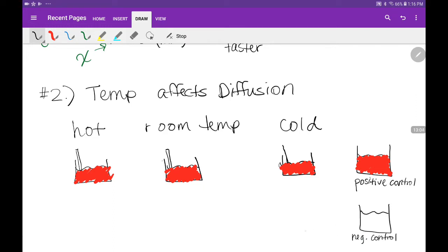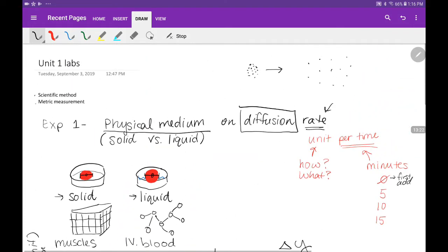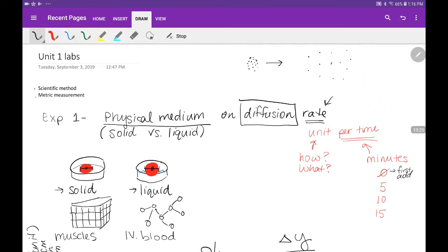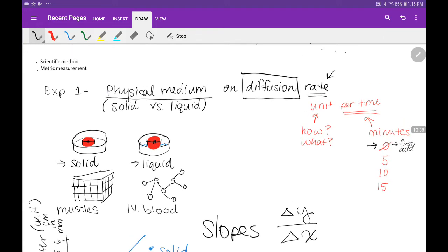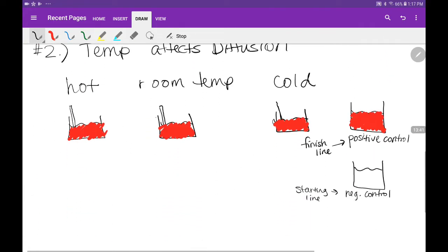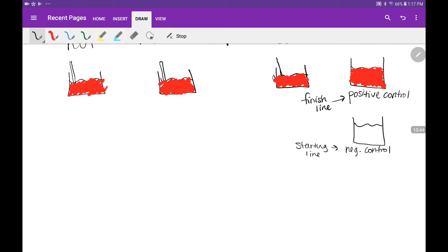So this is kind of like what the starting line looks like. And this is kind of what the finish line looks like. So that's another way to think about positive and negative controls. And so you could also think of that for the first one, what can you do to see what does nothing look like? Where's the starting line? And then what does the finish line look like? What would it look like if it was 100% diffused? And that would be the diameter of the entire plate, for example. There are several controls you can think of. There's not just one control. And then you'll perform that experiment.